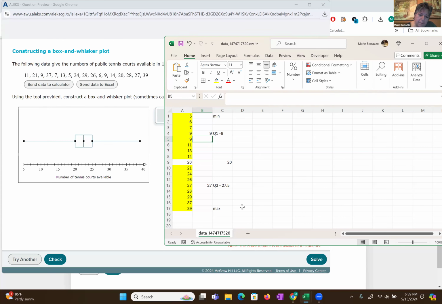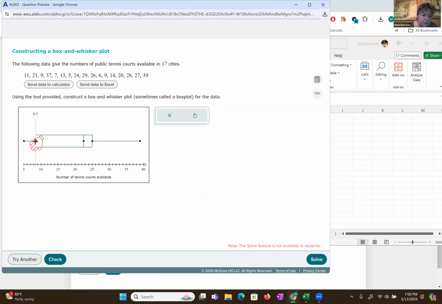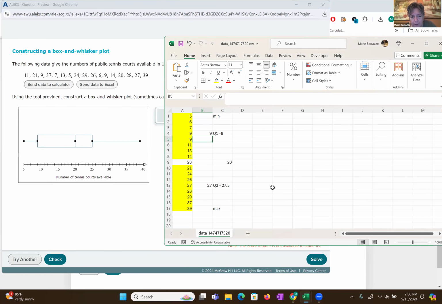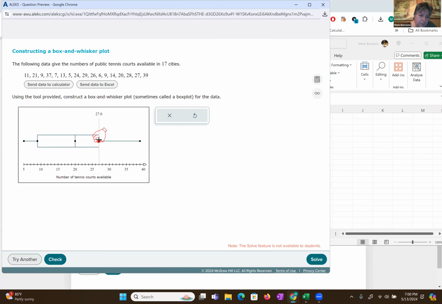So I have the minimum, I have the maximum. Let's move Q1 to 9. Move this 20. And let's move this 27. All right. Any questions that you might have so far?